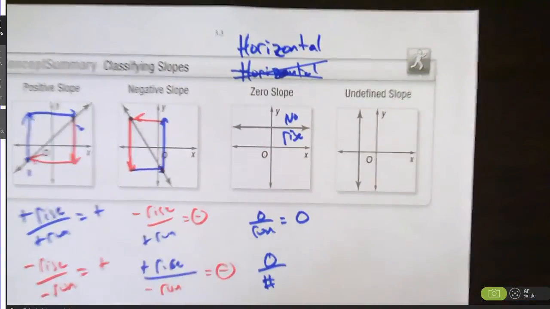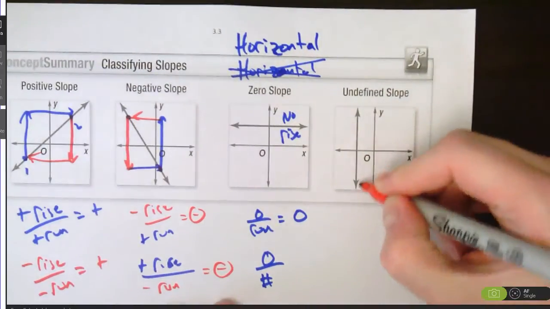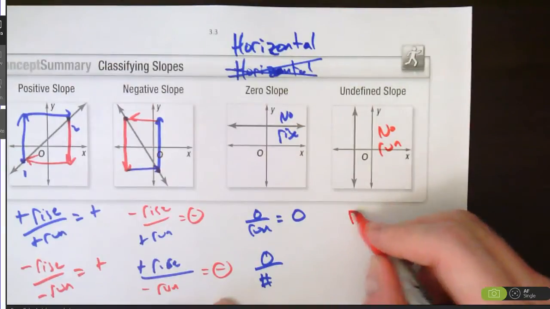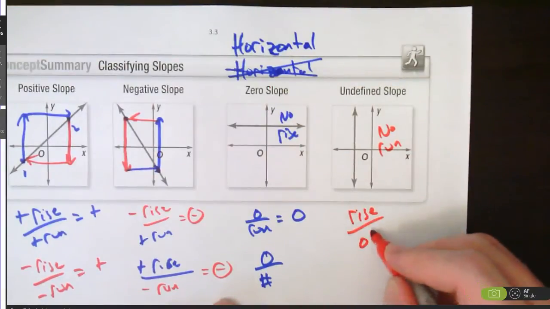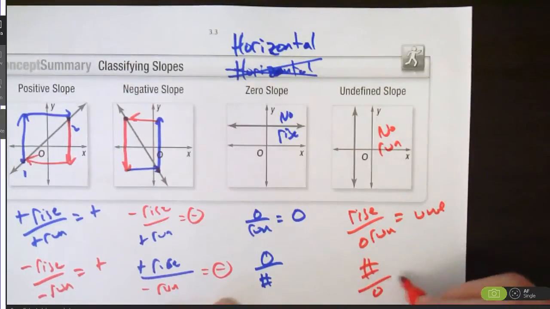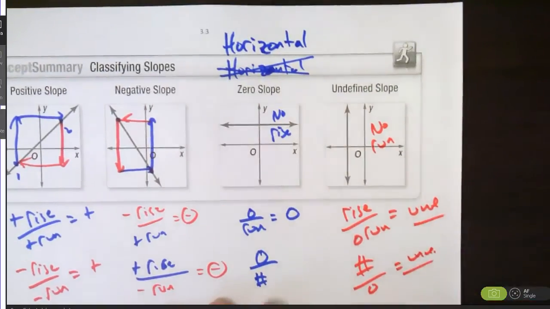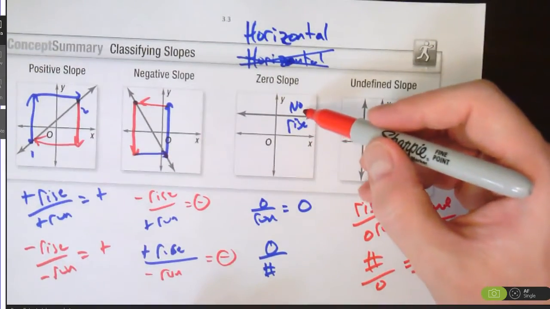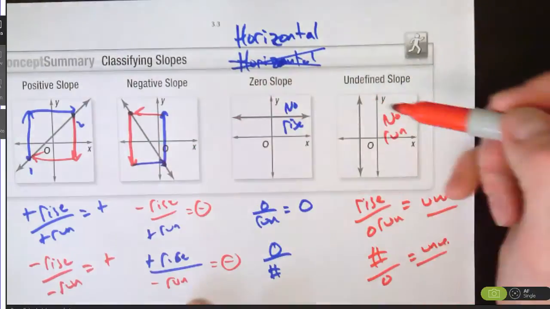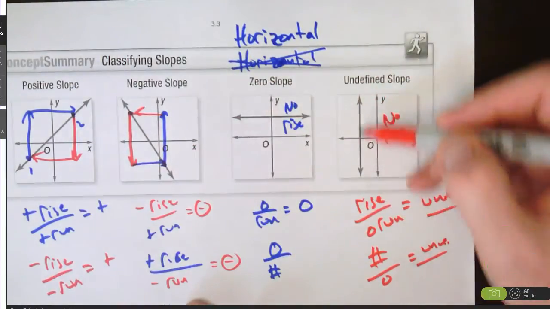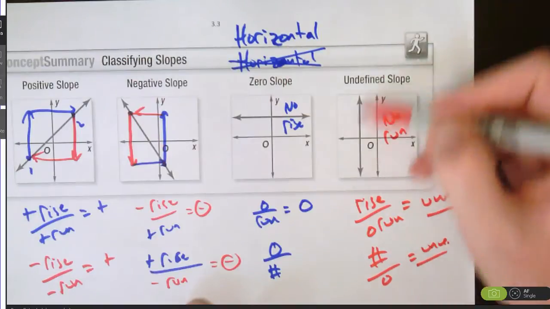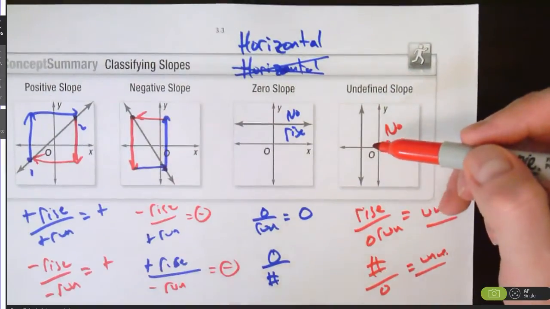And then vertical lines are no run. You're just going up and down, so no run. So you have rise over 0 run. Well, that's undefined because a number over 0 is undefined. I also like to think of this as 0 effort slope. You're just walking horizontally with no effort whatsoever. It's what flat ground is, easy to walk on. And then undefined slope is impossible slope. You're walking vertically up or down. It's impossible to do that unless you were Spider-Man.